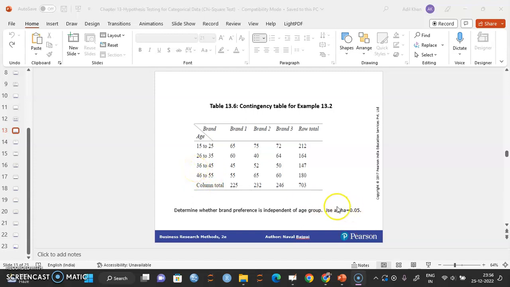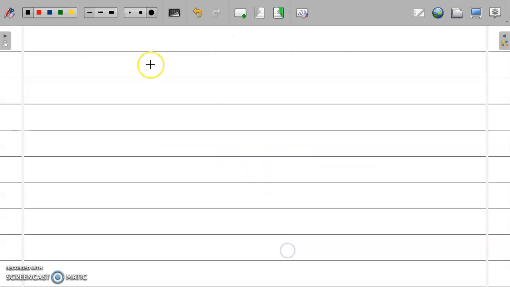Now we will calculate the chi-square statistic based on the discussion we had. So let me write the formula for calculating the chi-square value. The chi-square value is calculated as follows.